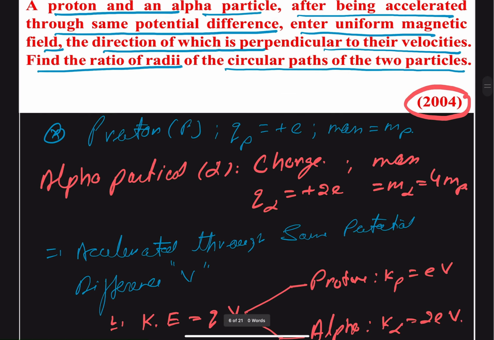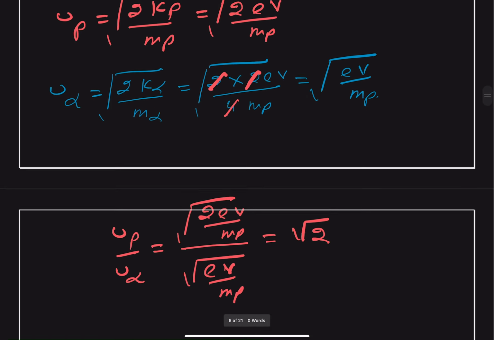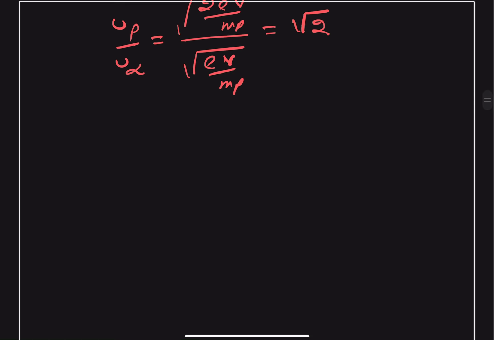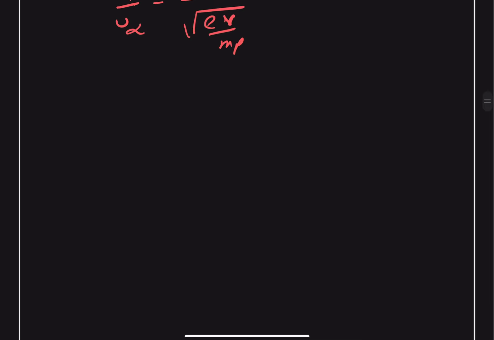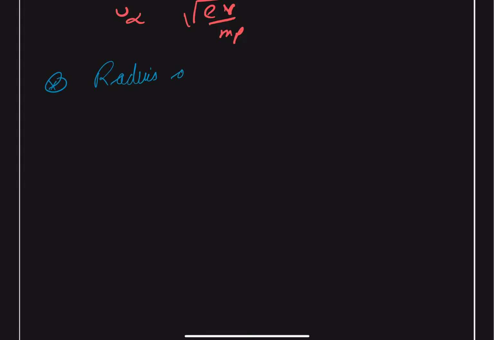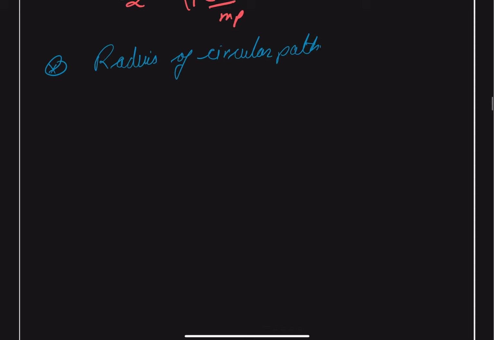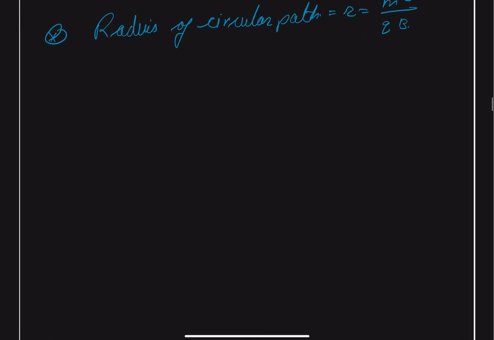And we are supposed to find out the ratio of the radii, and we found out the ratio of the velocities. So we are interested in radii. So we can say the radius of the circular path, if it is given as r, so r will be equal to mass into velocity divided by charge into magnetic field. And once again we can write this for proton as well as alpha particle.